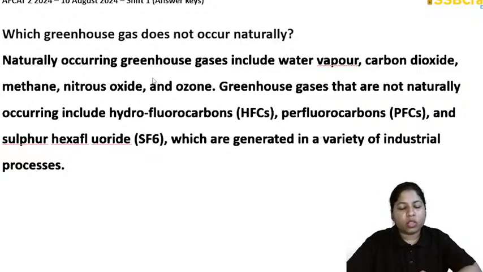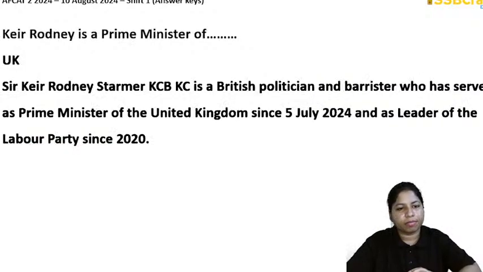Okay, so they are generated in a variety of industrial process, right? So like these are the name of some ग्रीन हाउस गैसेस, और जो नेचुरली अकर नहीं करते दे आर HFCs, PFCs एंड SF6, राइट.